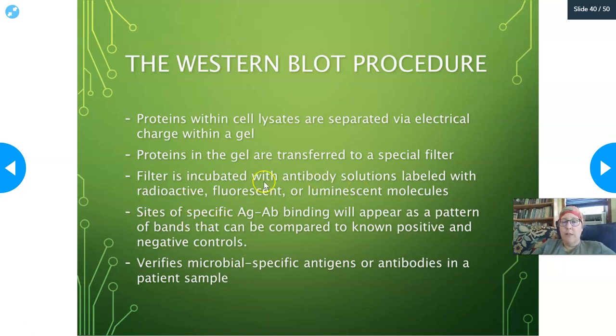So once that filter was incubated with antibody solutions that are labeled, the sites of specific antigen-antibody binding appear as patterns and bands, and then those can be compared to known positive and negative controls. And it verifies microbial-specific antigens or antibodies in a patient's sample.